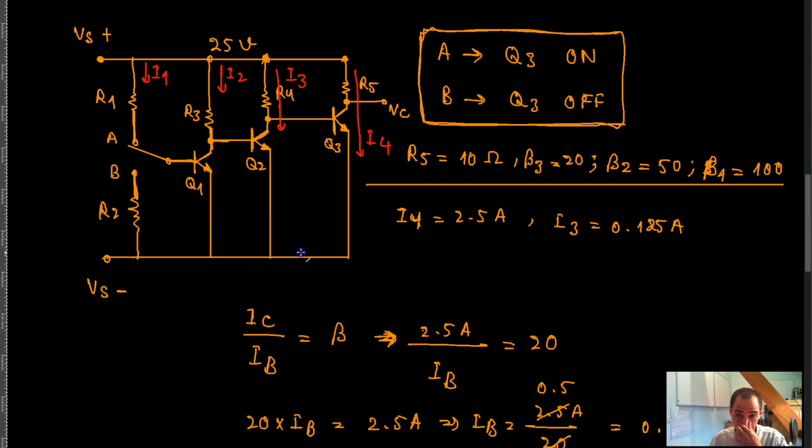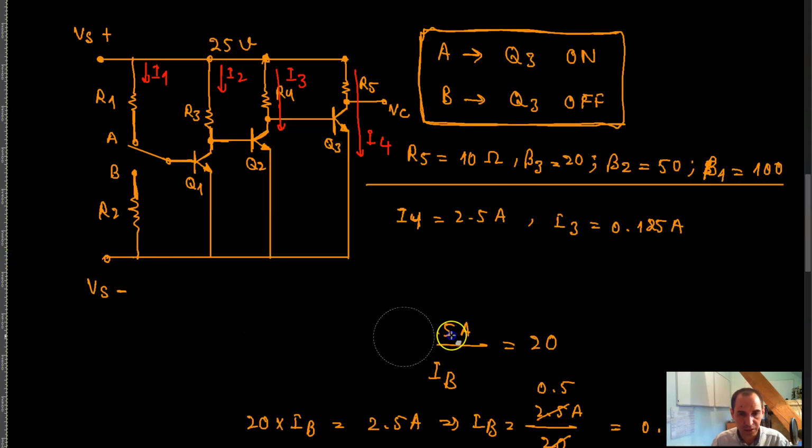So now, if I want to have this current going through R4, I have to choose the right value of R4 so that 125 milliamps of current is flowing through this branch, because the current going through this branch is determined by this resistor, right?